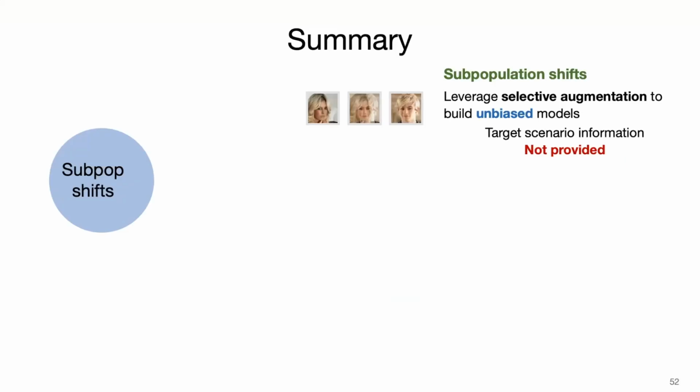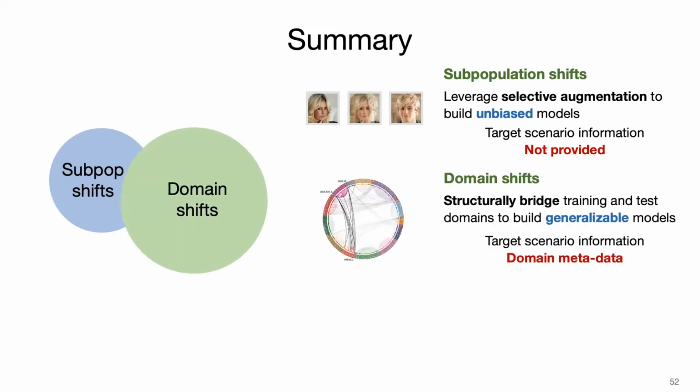Finally, in summary, we discussed population shift and proposed Lisa to do the selective augmentation and to build unbiased machine learning models, where we actually do not require specific information from the target scenario. And the domain shift can happen together with the subpopulation shift, but it also has its own scope. We propose D3G to structurally bridge the training and test domains and to build generalizable models. Here we require some domain metadata from target scenarios.